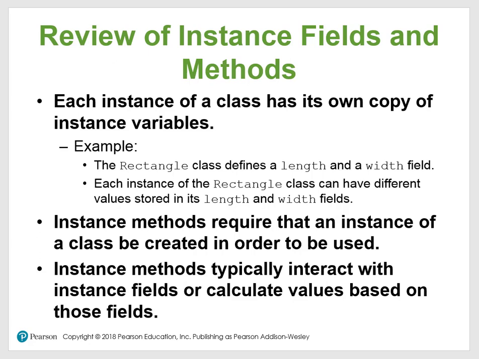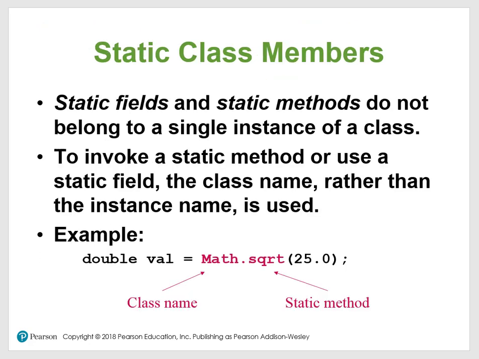The instance methods require that an instance of the class be created in order to be used. Remember, when we had that rectangle class, the length and the width are used in that particular order. You can't swap the width in place of the length, or you change the signature. Instance methods typically interact with the instance fields or calculate based on those fields. That's just a review of the fields and methods.